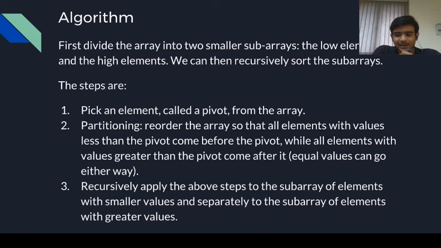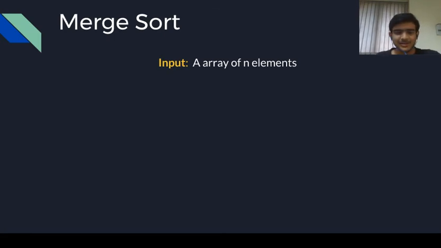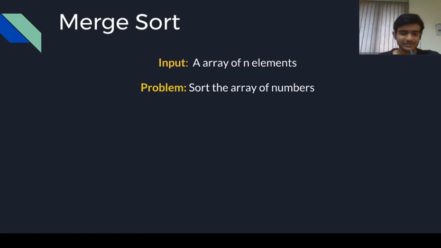Next up we are going to look at an algorithm named merge sort, and it is also a sorting algorithm, and you will see that it is also based on the divide and conquer principle and is quite similar to quicksort as it's based on divide and conquer. So now for the merge sort algorithm. Here also the problem statement is the same. We are given an array of n elements and the problem is to sort this array of numbers.